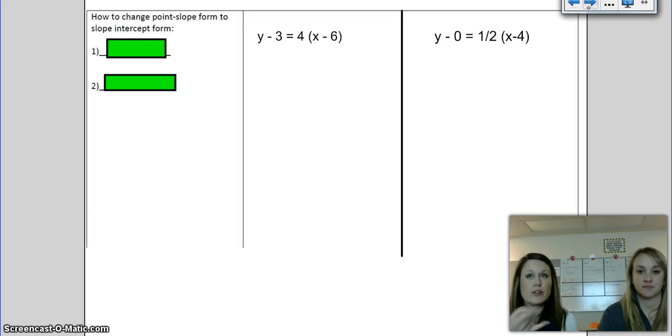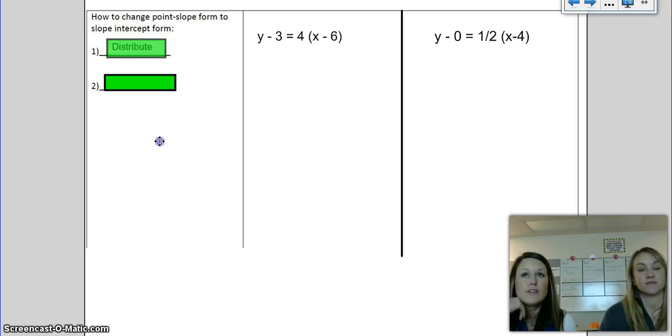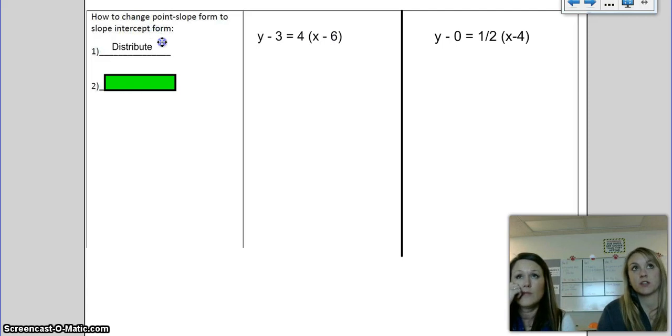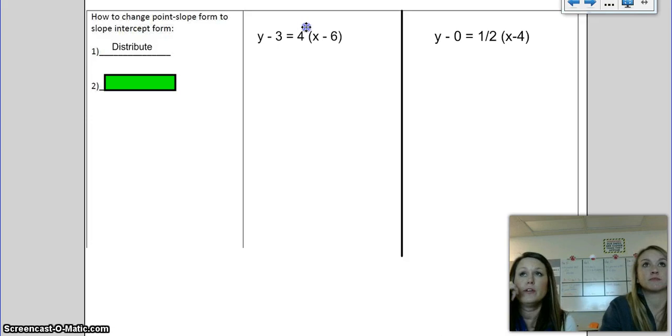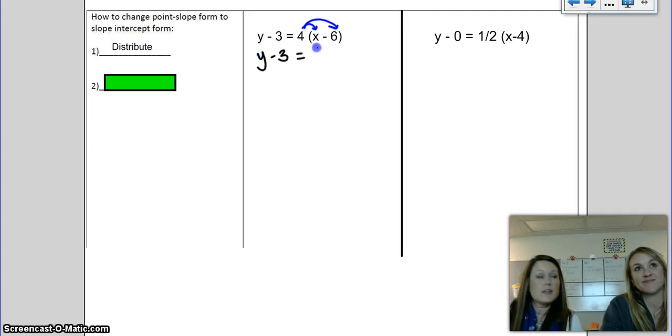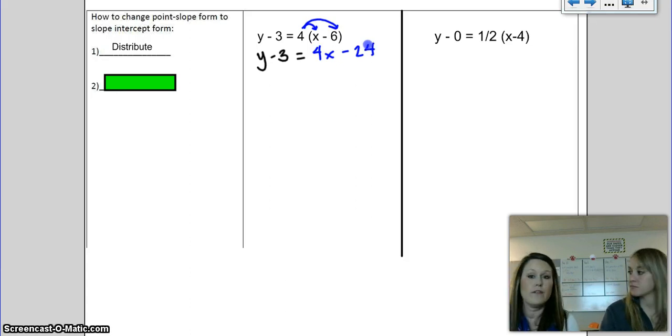There's 2 steps that you're going to follow. Step number 1 is distribute. It says we're changing this from point-slope to slope-intercept. So this is currently point-slope. Go to slope-intercept, which was y equals mx plus b. First thing we're going to do is distribute to get rid of those parentheses. So I'm going to have y minus 3 still, and then 4 times x is 4x, and 4 times negative 6 is negative 24.